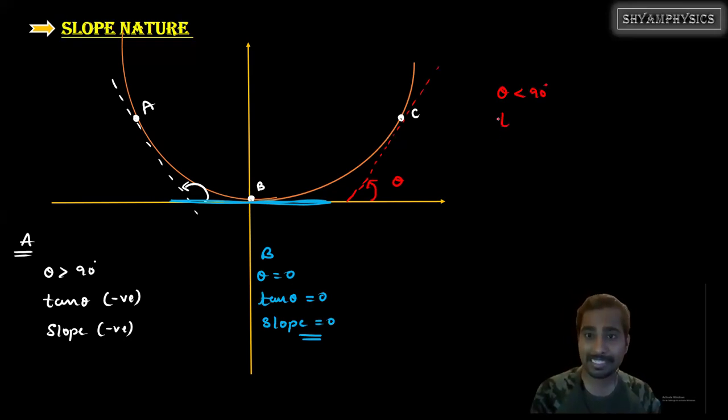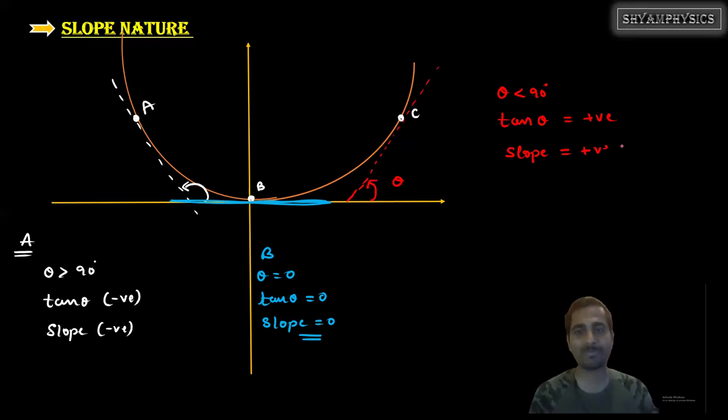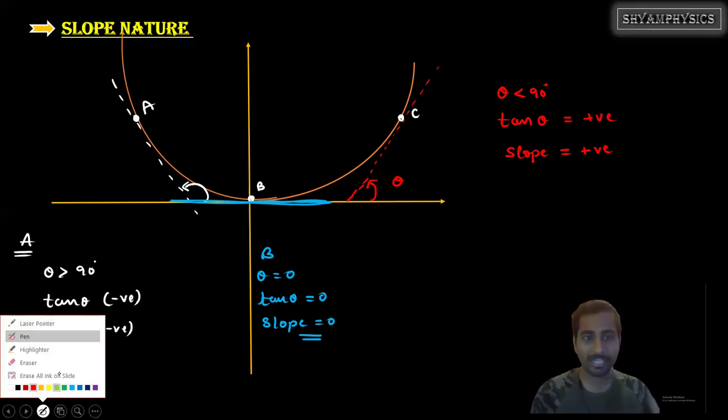So if it is less than 90 degrees, tan theta will be positive. If tan theta is positive, think once, tan is represented by slope here, which means simply we can say the slope is also positive. Any number, it is positive. We'll conclude now with a figure. Negative to 0, 0 to some positive. It will be like this, right?